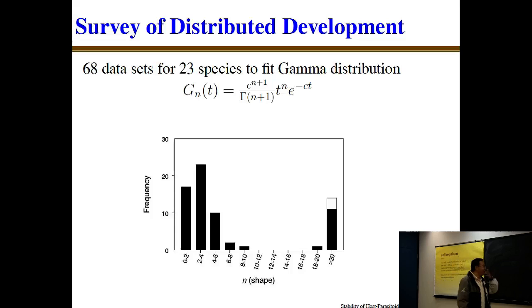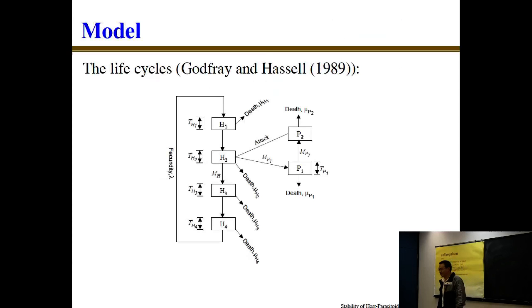So, how to study the impact of distributed maturation times on the population dynamics? A simple, or let's say an easy way, is to introduce the gamma distributed maturation times into a classic model, and then compare the dynamics, right? So I came to this work published in American Naturalist. These two guys, Godfrey and Hassell, are really big names in ecological modeling, or even in college.